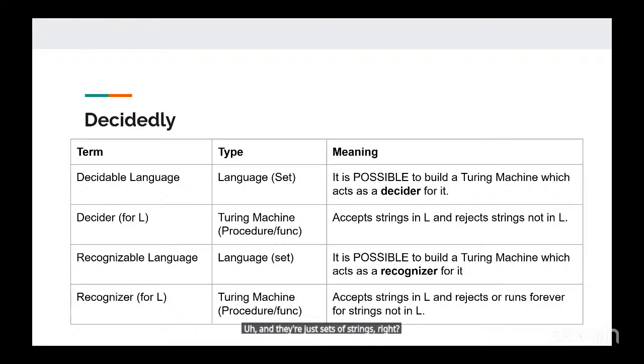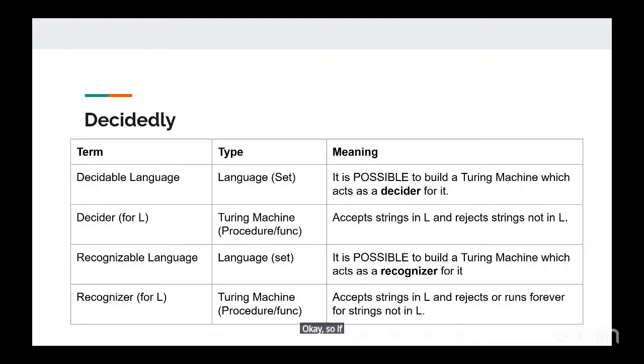But we've introduced the fact that there are different types of Turing machines with different ability to say something about these languages. Either say yes or no, for sure, that's the decider. Or they might only be able to say yes for sure and sometimes say no in certain circumstances. So the relationship between this is that if you've got a decidable language, that's a language for which it is possible to build some Turing machine that acts as a decider.